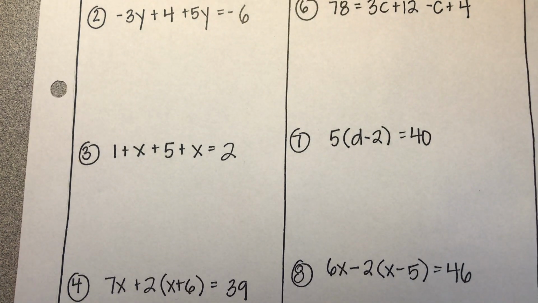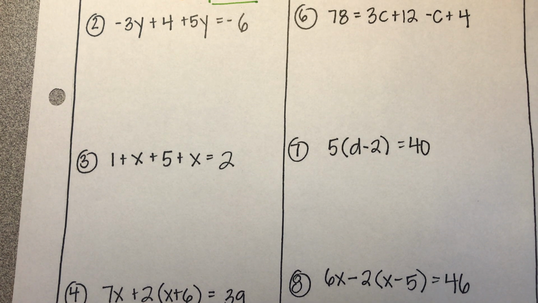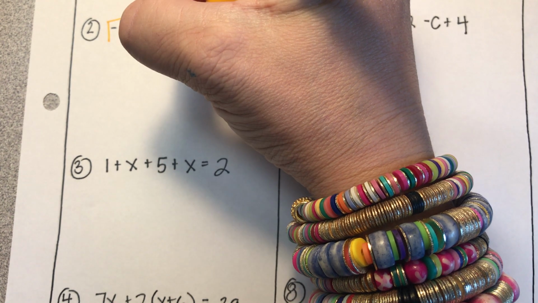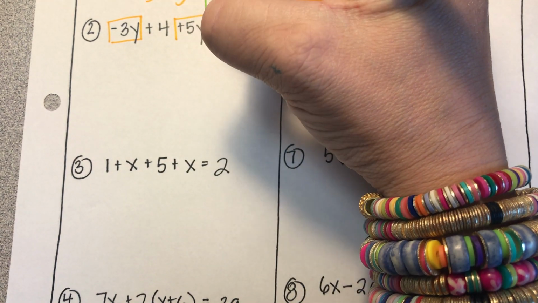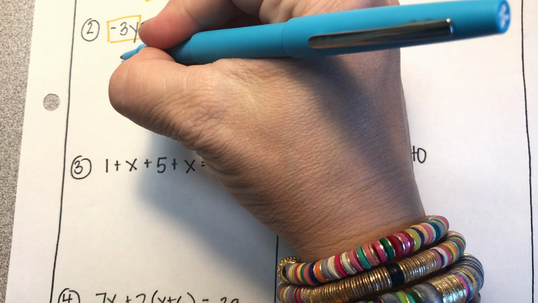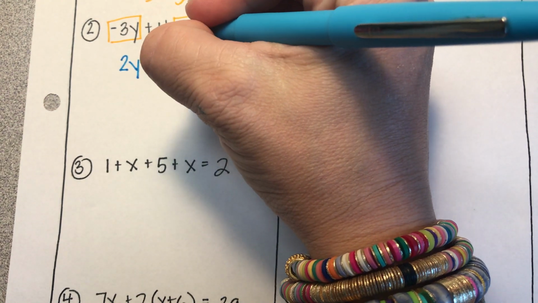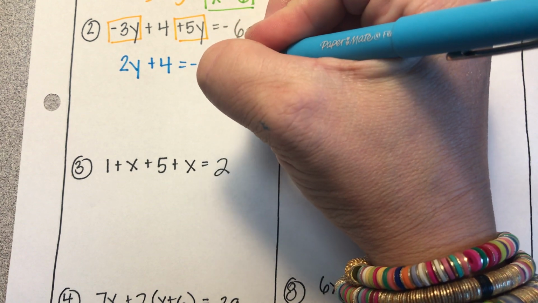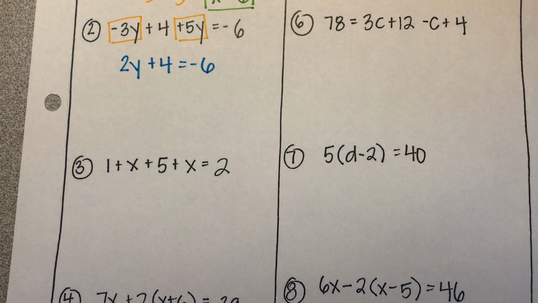Okay, let's look at number 2. Okay, think about what we did yesterday. What like terms do you see that I can combine? Well, I know I can put together this negative 3y plus that 5y, right? And when I combine negative 3y plus 5y all together, that's 2y. Was there anything to put with that 4? Nope. So now it's a 2-step equation.